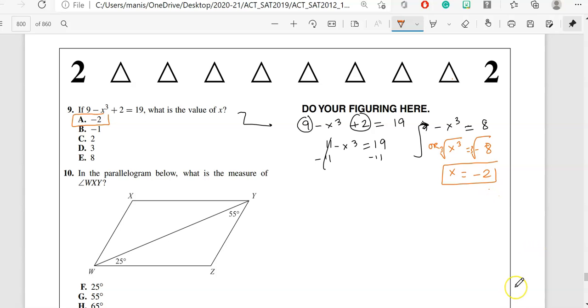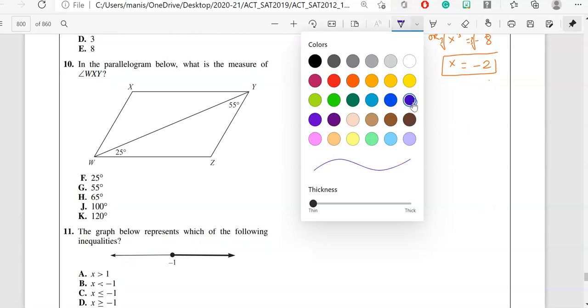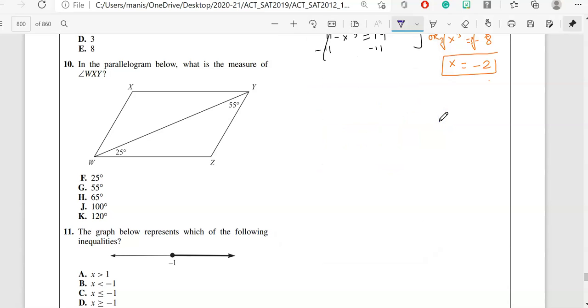So now let's look at question number 10. In the parallelogram below, what is a parallelogram? Opposite sides are equal and parallel, opposite angles are equal. What is the measure of angle WXY? I have to find this value.